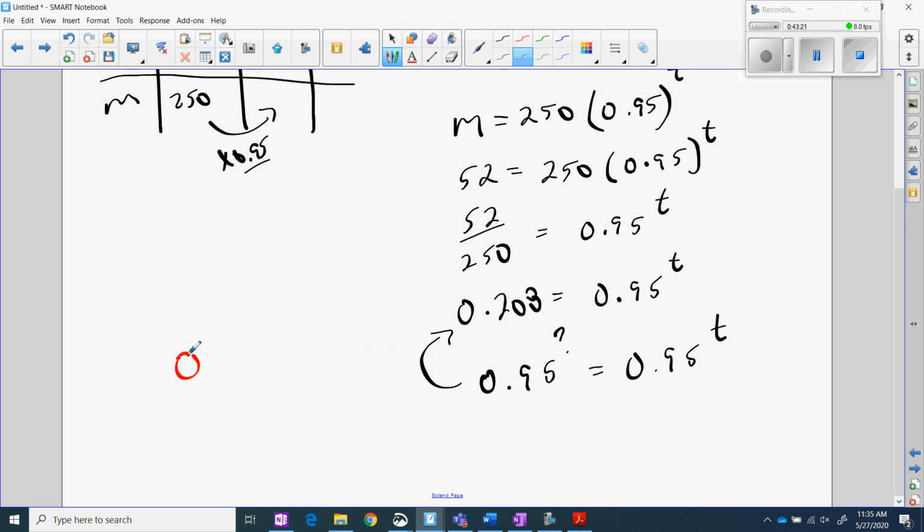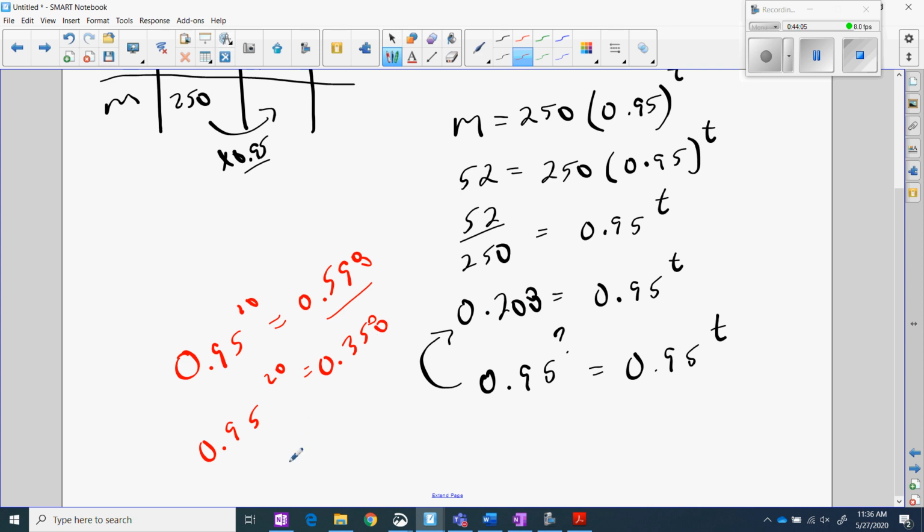Let's start with 10. 0.95 to the exponent 10, and I get 0.598. Well, that's too big, right? I only want it to be this much. So let's make the exponent bigger. 0.95 to the exponent 20 gives me 0.358. It's getting closer, but not quite yet. Let's try 30.